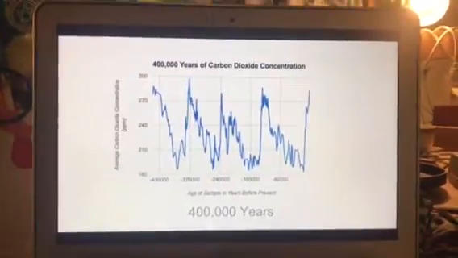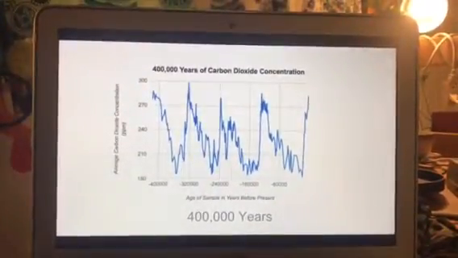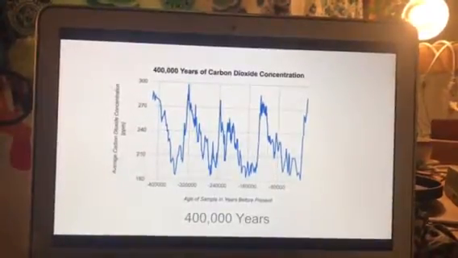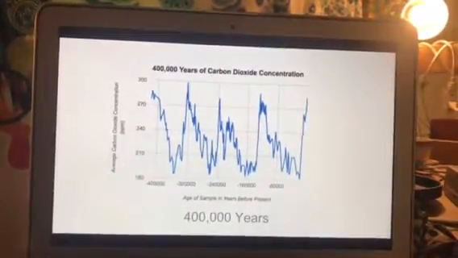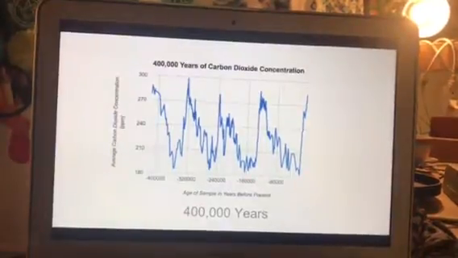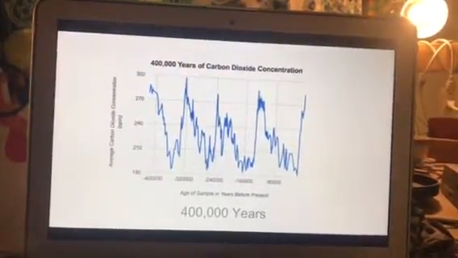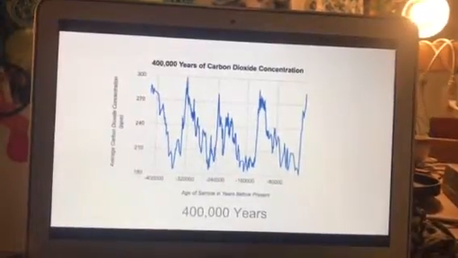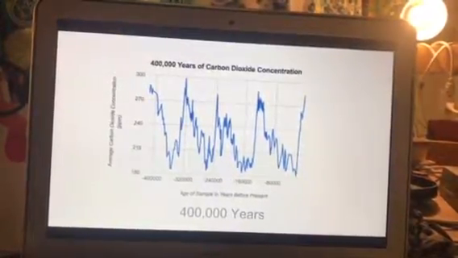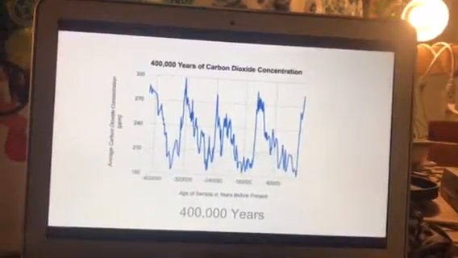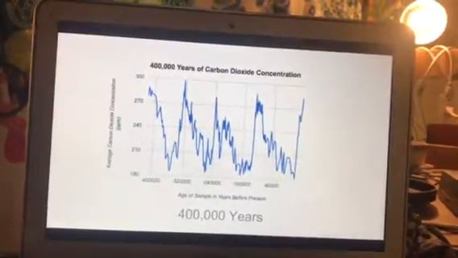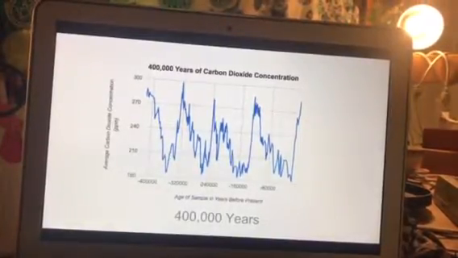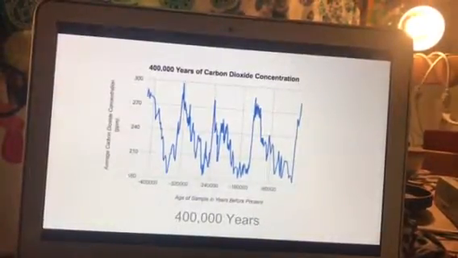The fifth graph is called 400,000 years of carbon dioxide concentration. On the x-axis is from negative 417,160 to negative 2,342. That is around 414,000 years. And that is the age of sample in years before present. On the y-axis is the average carbon dioxide concentration in ppm.